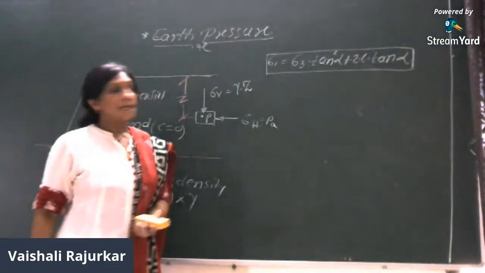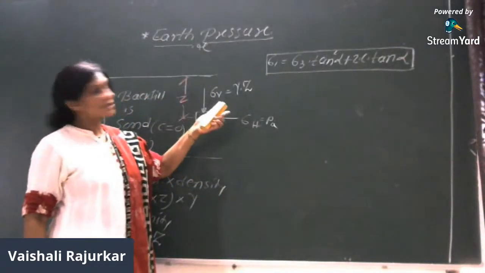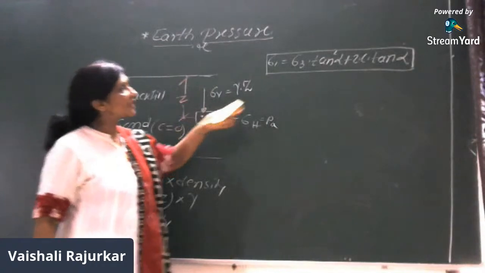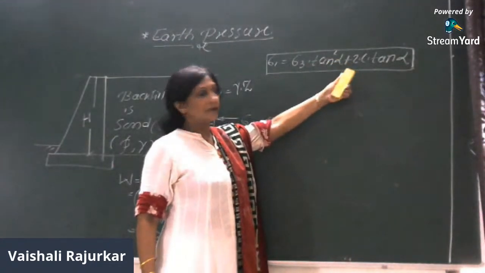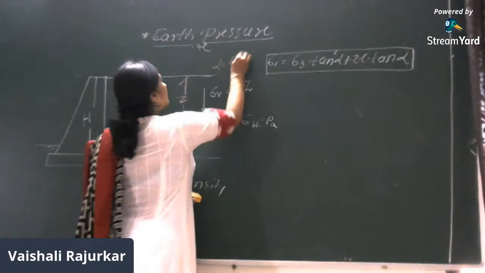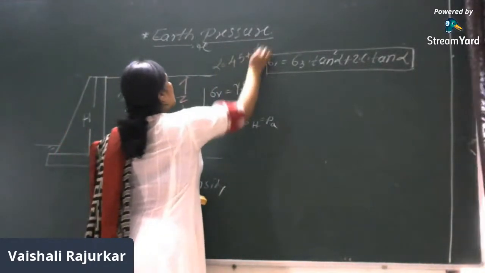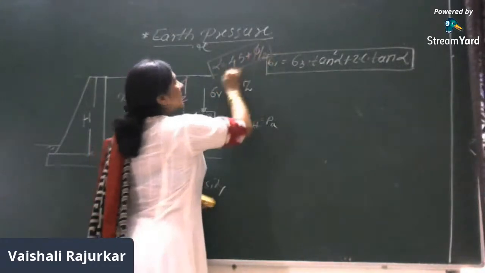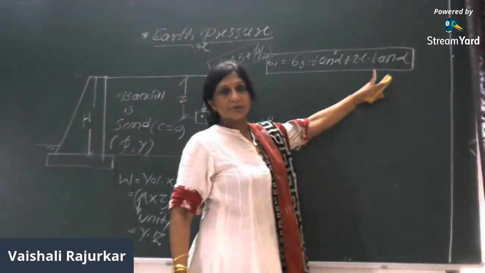What is sigma 1? Sigma 1 is the major principal stress, sigma 3 is the minor principal stress, alpha is the angle of failure. What is alpha? Alpha is 45 plus phi by 2. Then what is C? C is the cohesion of the soil.